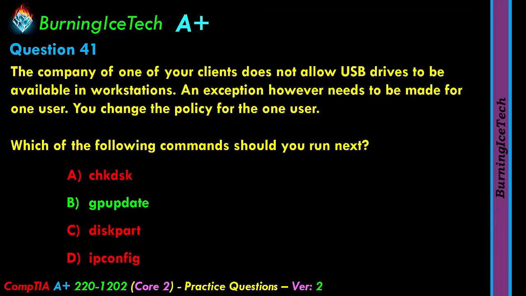C, diskpart. That is a command we run to check what hard drives we've got, to partition them and things like that. D, ipconfig is a command we use to show us the basic network configuration on this specific machine, to show you the IP address, subnet mask, default gateway, that kind of stuff.